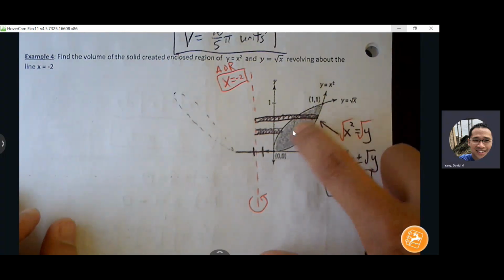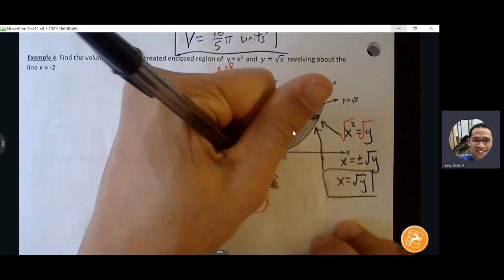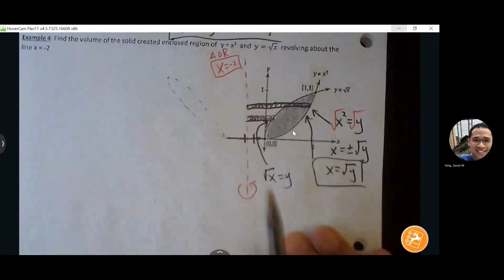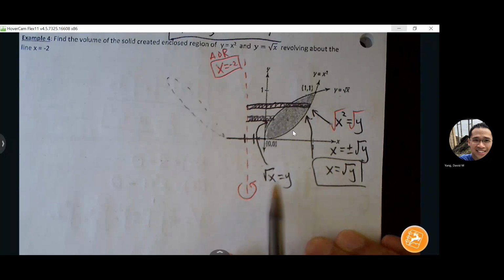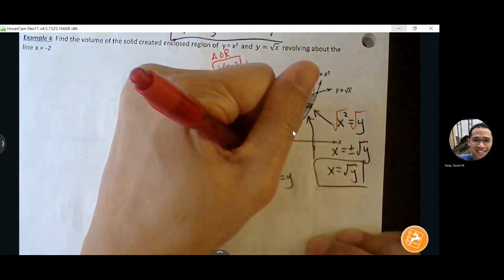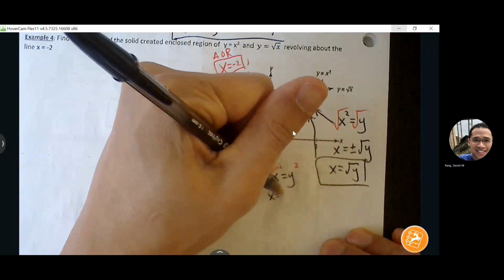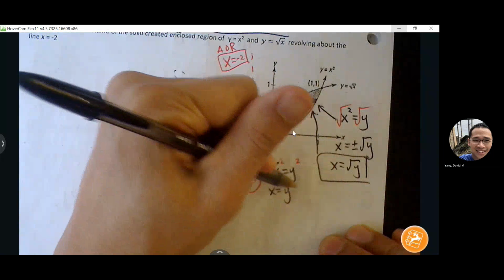Okay, let's look at the one that's on the inside. Initially, it's y equals square root of x. So I can also write square root of x equals y. But I want to solve for x. So what can I do to both sides? Square both sides. So x equals what? Y squared.